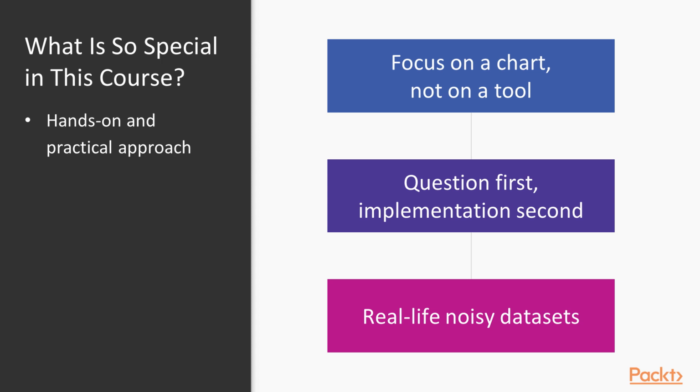And the third thing is that I try to use real-life datasets in this course. Why? 2 reasons. First, it's easier to relate to a data story based on real life, something that is real. And then the second thing is that we learn how to deal with noise and other inconsistencies that are very, very common in real life.